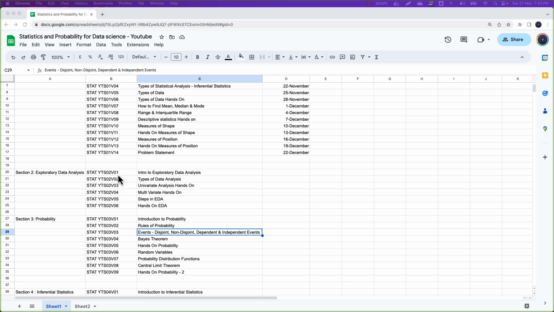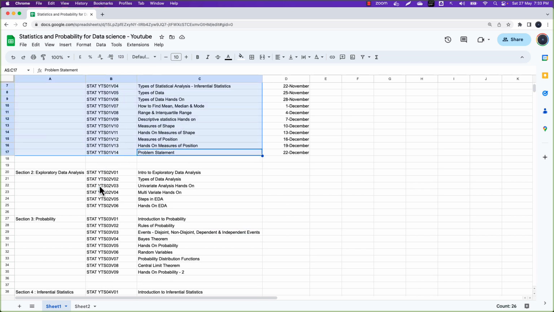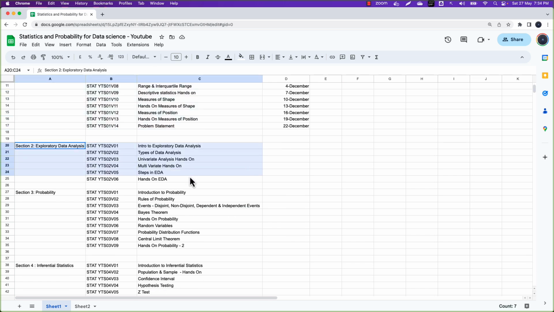So we have learned about the foundation of statistics in section 1, and then we looked into exploratory data analysis in section number 2. Now in section number 3, we will look into the concept of probability. The topic of today's session is introduction to probability. We will understand what exactly probability is and the intuition behind it, which will serve as a foundation for our future learning journey.